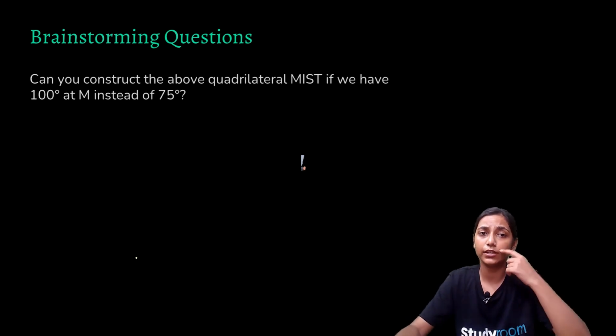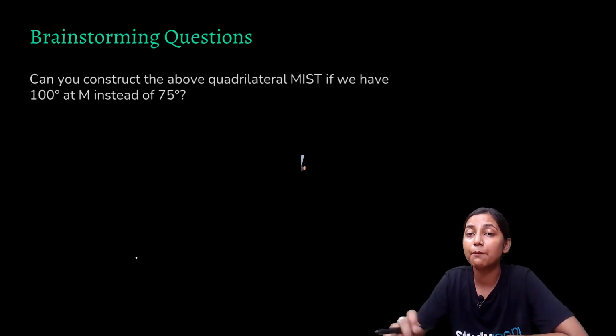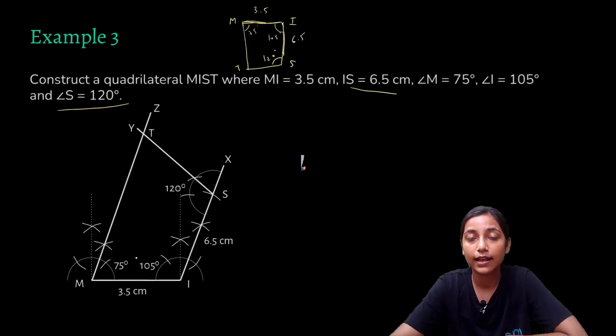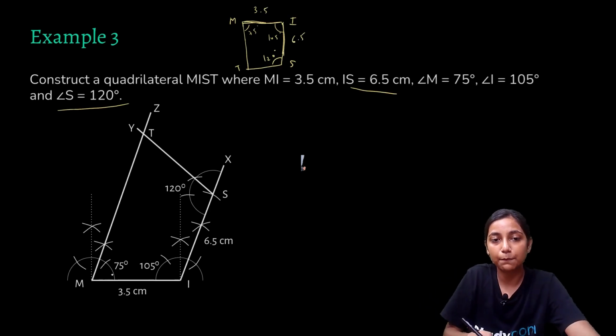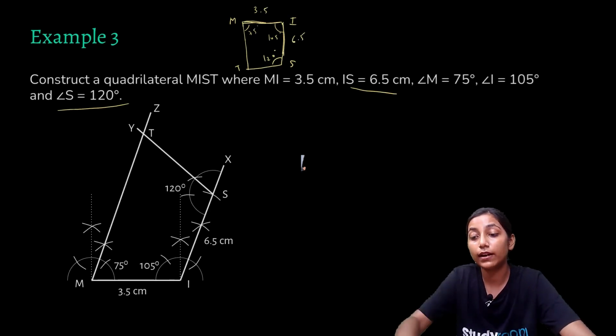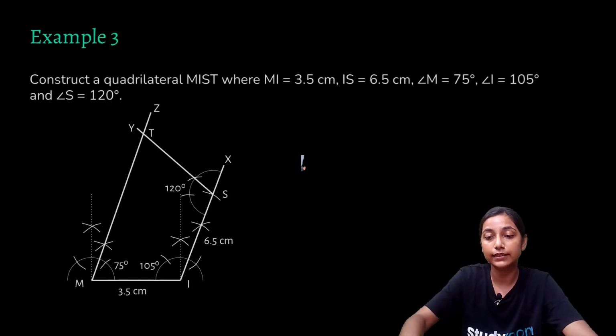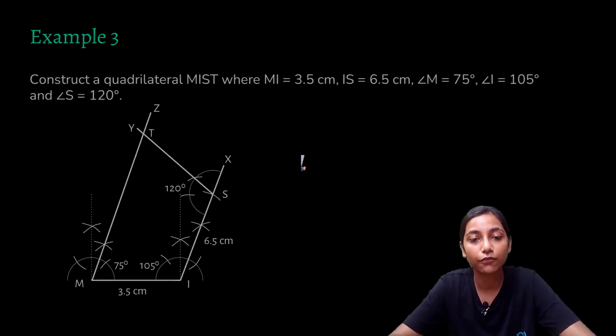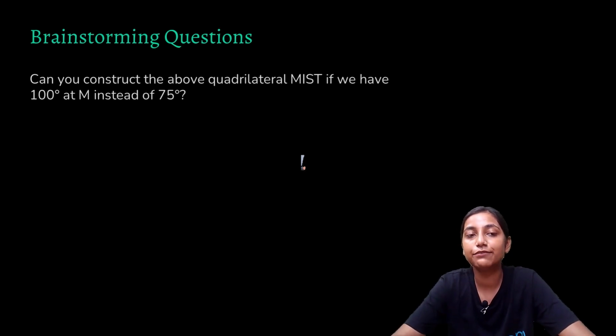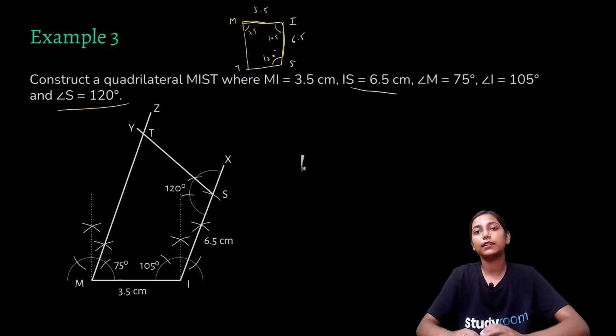We have a brainstorming question. Can you construct the above quadrilateral MIST? See this quadrilateral MIST again, if we have 100 degrees at M instead of 75 degrees. So it said that instead of 75 degrees at M, if we had 100 degrees at M, then was this quadrilateral possible? Just think of this: from 75 degrees, if we increase this angle's measurement till 100 degrees at M, will this quadrilateral then be completed?